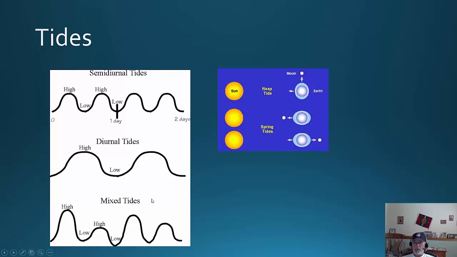Three types of tides. I'll actually tell you right now, don't worry about mixed tides. But we'll look at a 24-hour period, or one day. Semi-diurnal, you have two highs and two lows. And in a diurnal, you have one high and one low. Those are the two you should worry about. Don't worry about mixed tides at all.